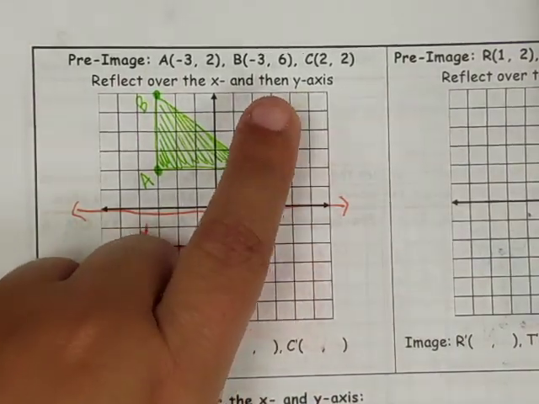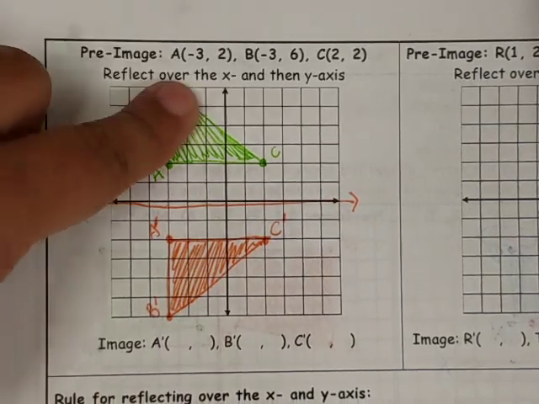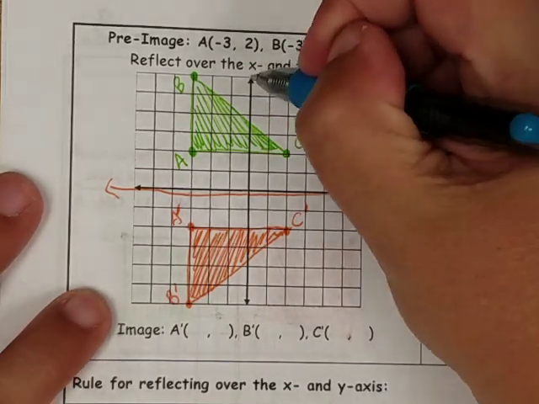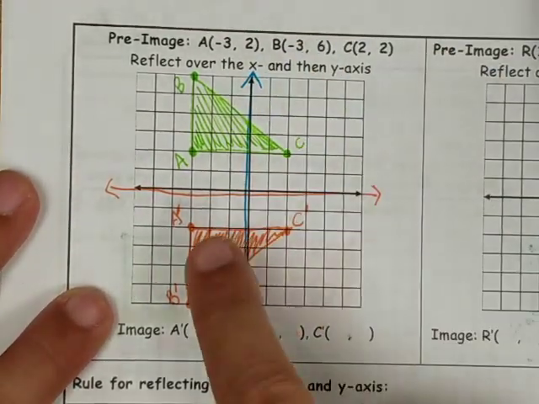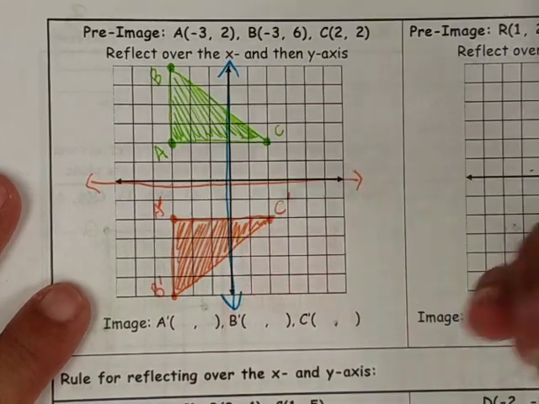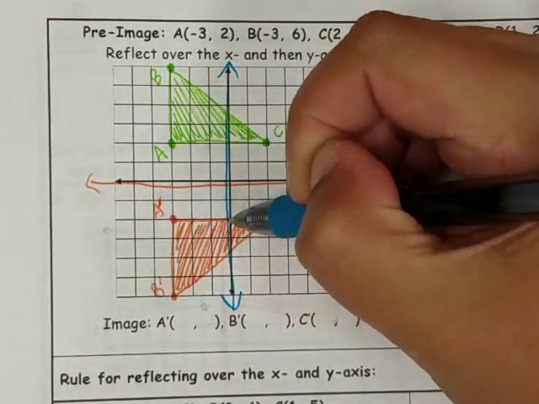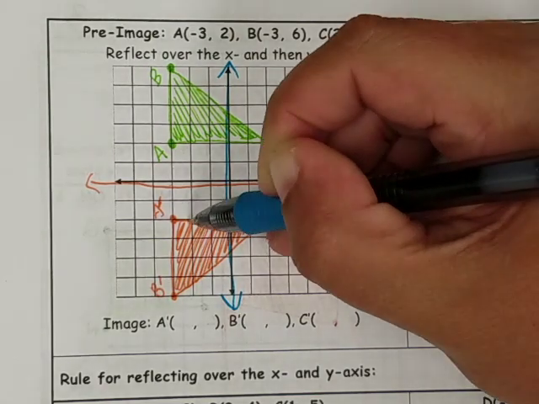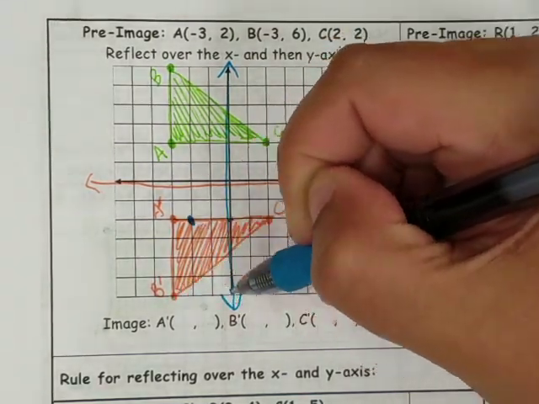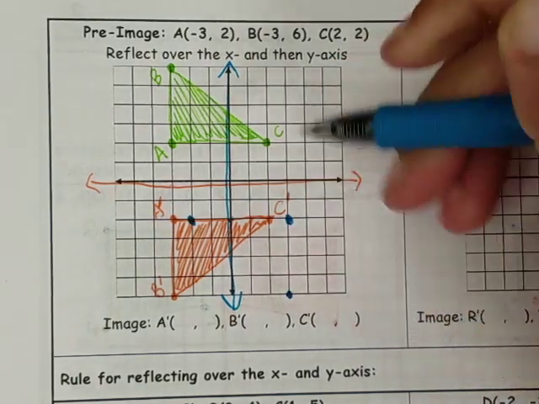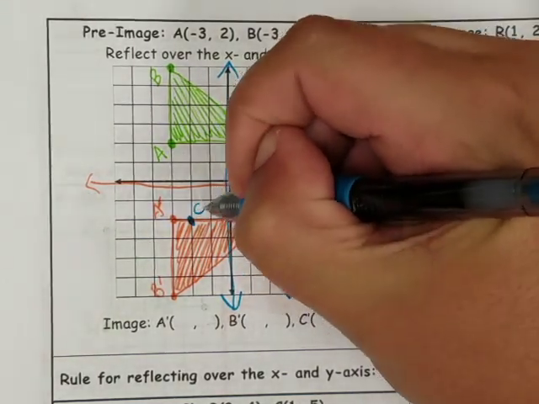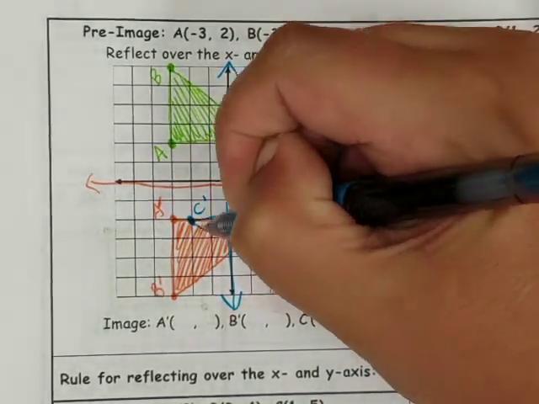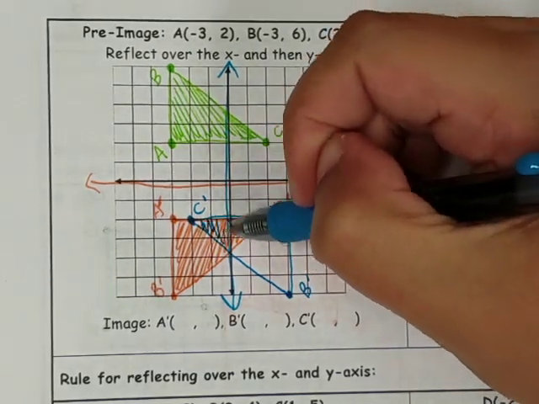Then over the y-axis, the green one became the orange, and now we're doing the orange over the y-axis. So this is our y-axis right here, and we're flipping this guy over. So now A is 3 away this way, so it's going to go 3 away this way. C is 2 away this way, so we're going to go 2 away that way. B is 3 that way, so we're going to go 3 this way. Go ahead and label it A prime, C prime, B prime. Then graph your 3 points.